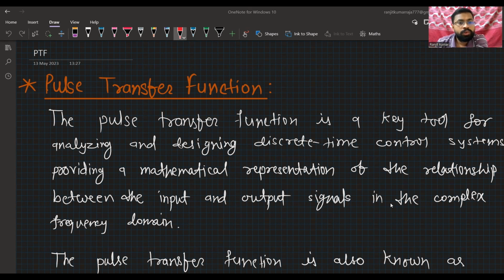Okay, today our topic will be pulse transfer function, which is the third unit of our digital control system. In this session, we will see what is pulse transfer function. This is the definition of pulse transfer function. The pulse transfer function is a key tool for analyzing and designing discrete time control systems, providing a mathematical representation of the relationship between input and output signals.